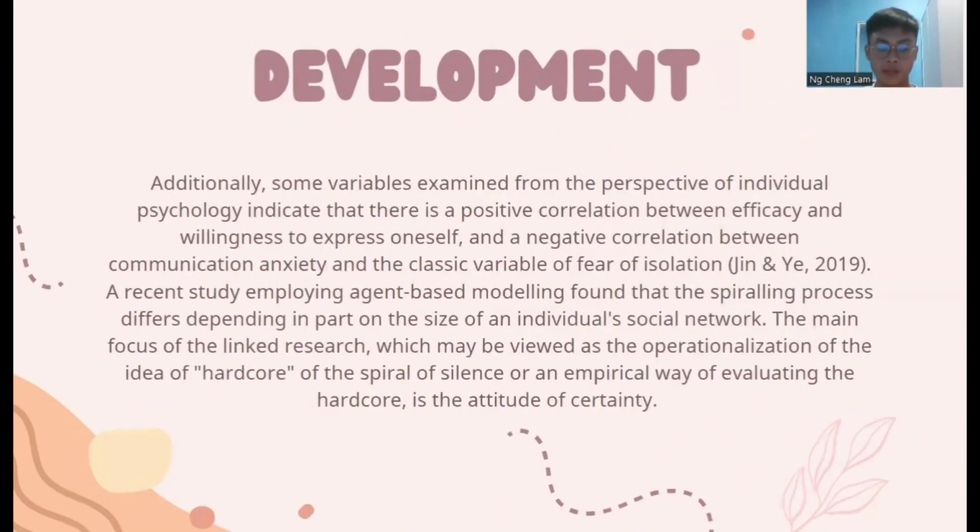Additionally, some variables examined from the perspective of individual psychology indicate that there is a positive correlation between efficacy and willingness to express oneself, and a negative correlation between communication anxiety and the classic variable of fear of isolation. A recent study employing agent-based modeling found that the spiraling process differs depending in part on the size of an individual's social network. The main focus of the research, which may be viewed as the operationalization of the hardcore of the spiral of silence, or an empirical way of evaluating the hardcore, is the attitude of certainty.